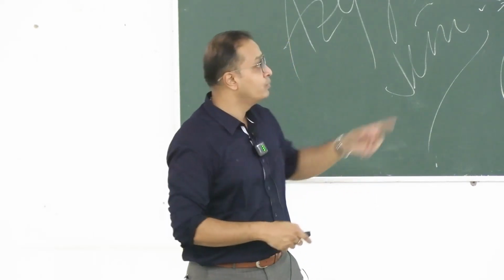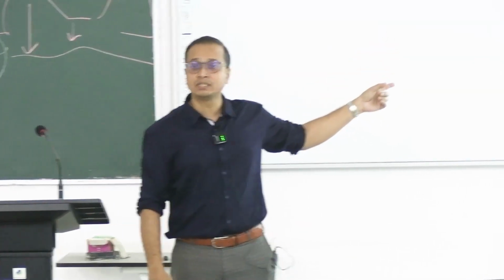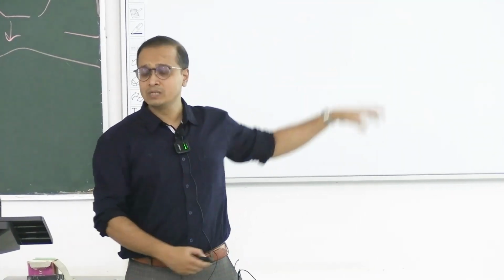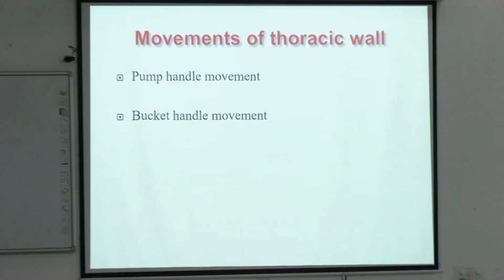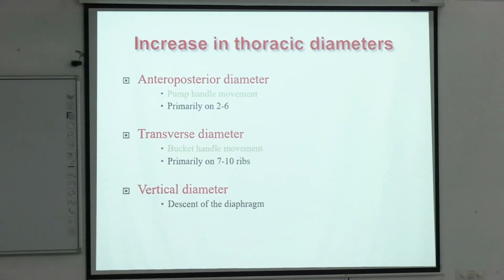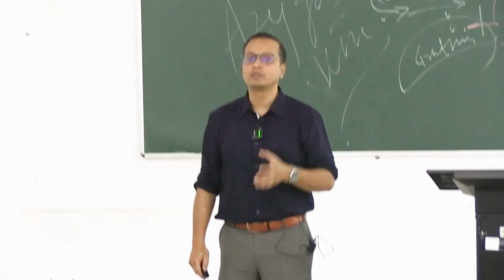So this heavy breathing, forced expiration and forced inspiration requires this muscle action, and this required muscle action makes the diameter changes, and this increase in thoracic diameter helps us to breathe more and get more air if it is required. So this kind of movement, as you are seeing here, pump handle, bucket handle and the vertical diameter increase, the piston movement of the diaphragm, is going on to help us in respiration. So these are the three basic kinds of respiratory movement of the thoracic wall.